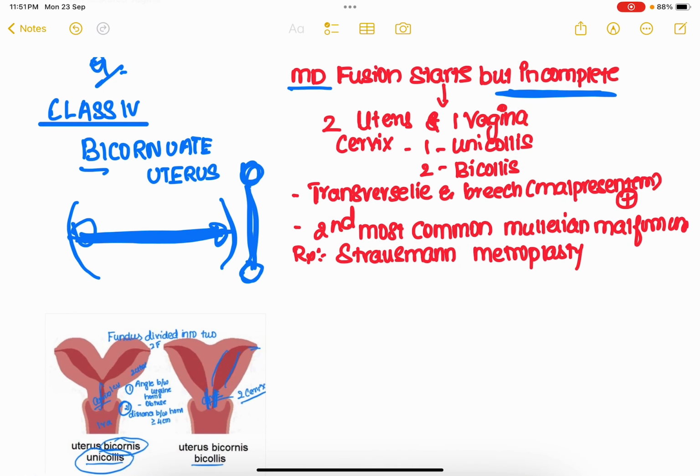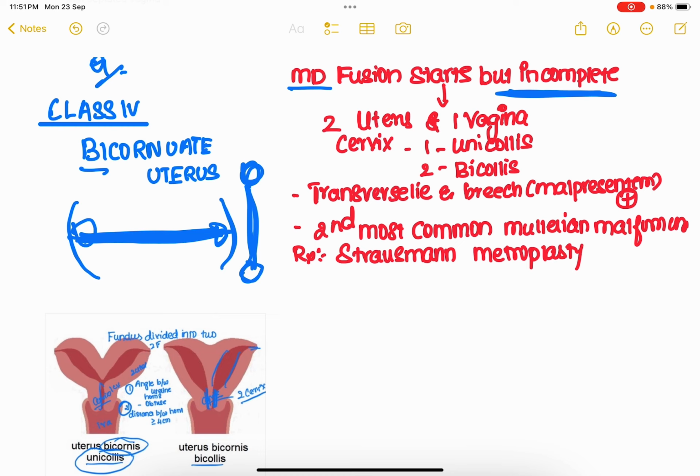So now we are going to discuss class 4. Class 1 was about Mullerian agenesis, class 2 was about unicornuate uterus, class 3 was about uterine didelphys, class 4 is about bicornuate uterus. In bicornuate uterus, both Mullerian ducts are present, and around 10 weeks, the fusion has begun. The problem is that the fusion is going to be incomplete. The process of fusion has started around 10 weeks, but the fusion is incomplete.